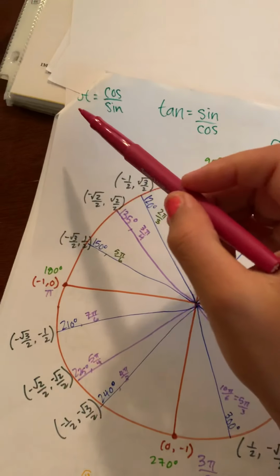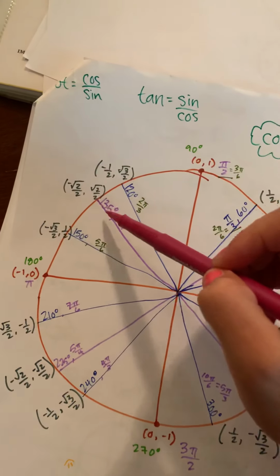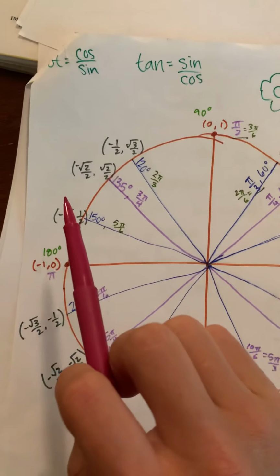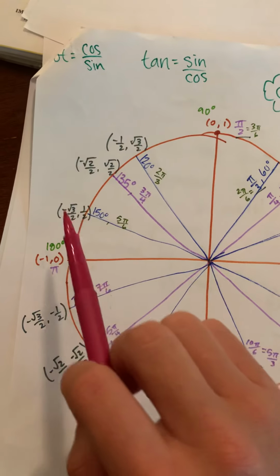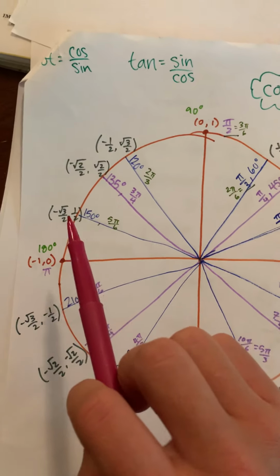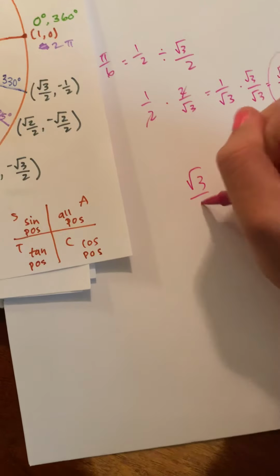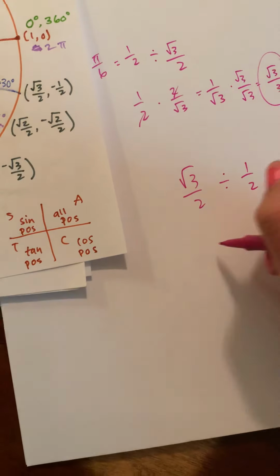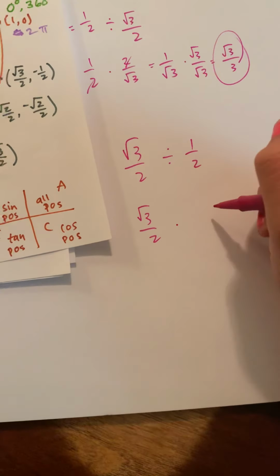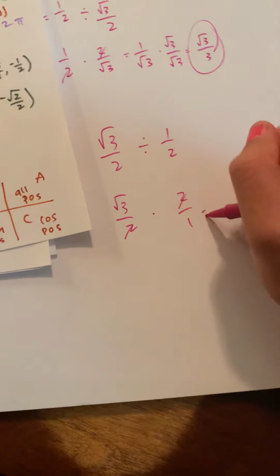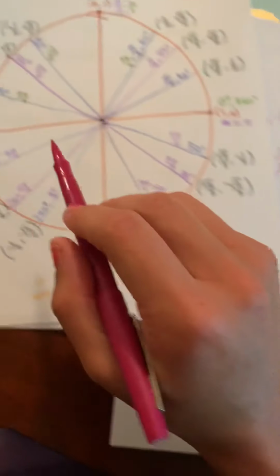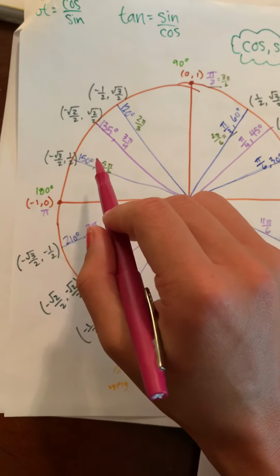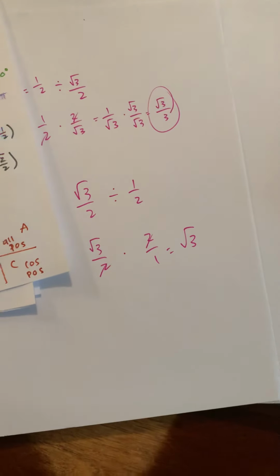So like, okay, let's do another one. Let's do cotangent of 150. Cotangent would be negative root 3 over 2 divided by 1/2. It'd be the first one divided by the second one. So negative root 3 over 2 divided by 1/2. Copy, dot, flop. The cotangent of 150 would be equal to negative root 3.